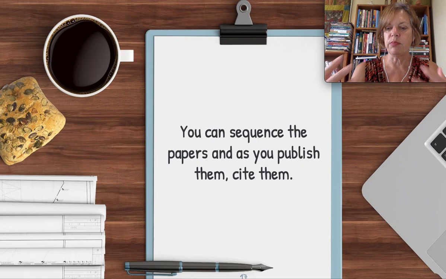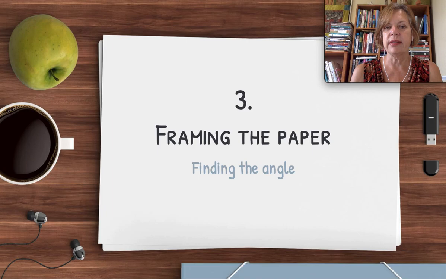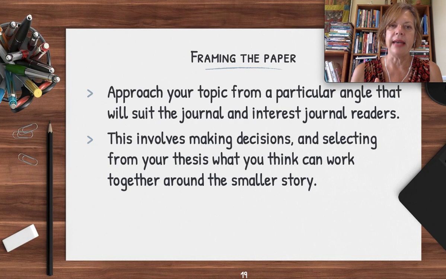The most important thing in telling the smaller story is framing the paper, and that is finding the angle. So this means approaching your topic from a particular angle that will suit the journal and will interest the journal readers. So this is where you try and make it interesting for readers.